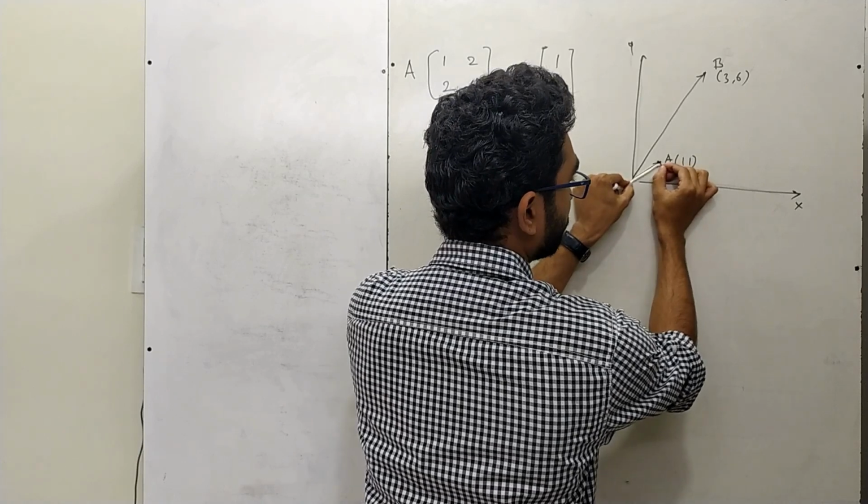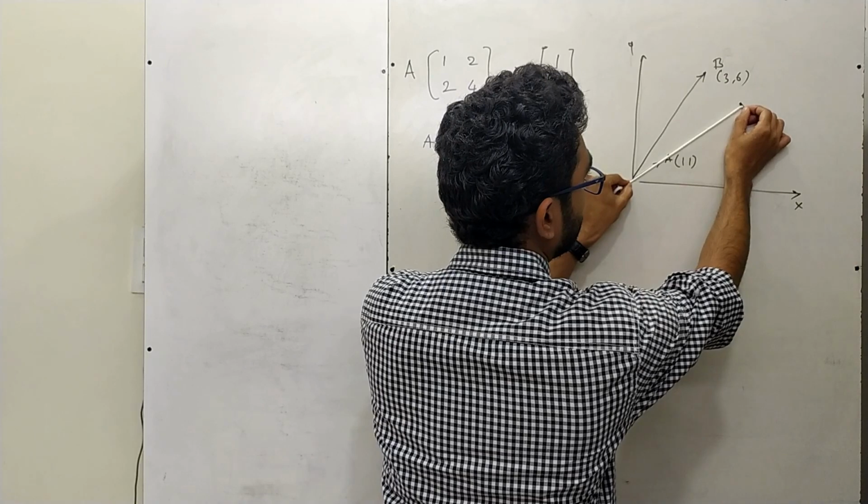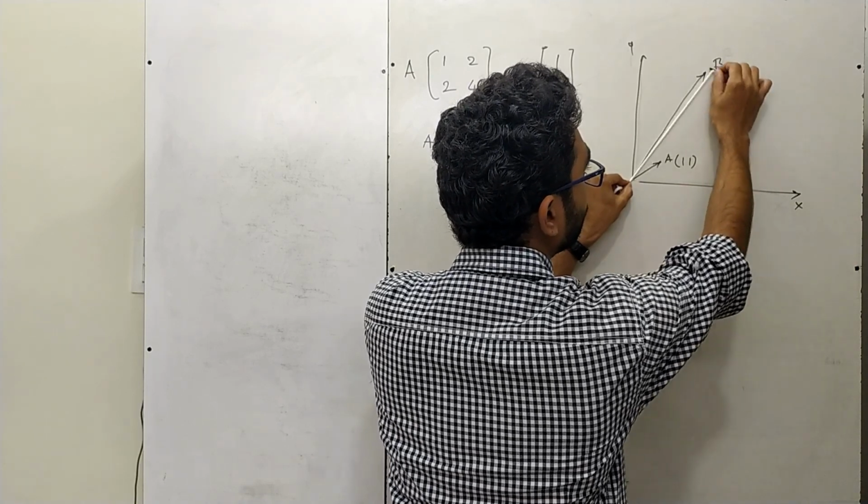This is vector OA, right? I am scaling this vector, and at the same time I am rotating this vector.